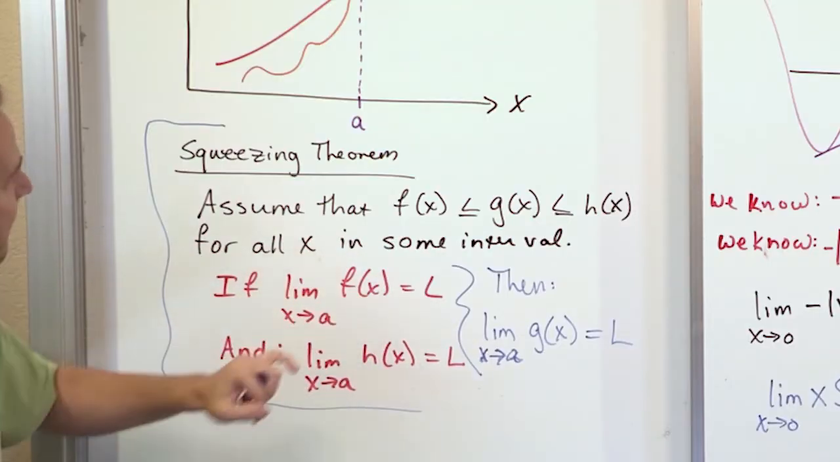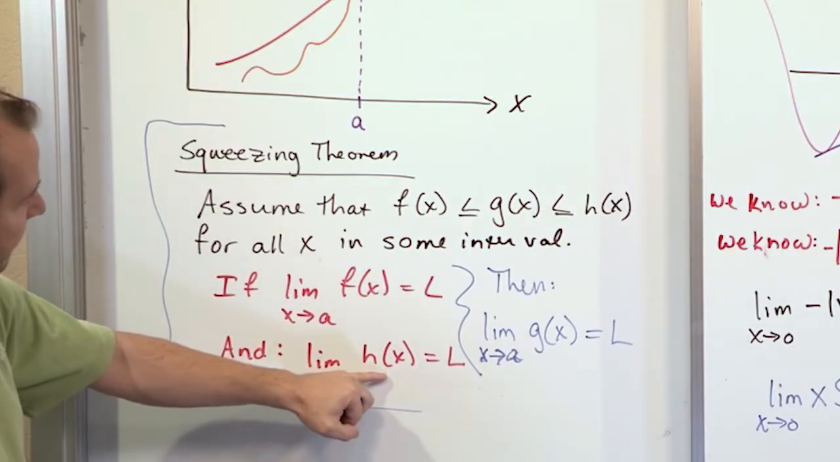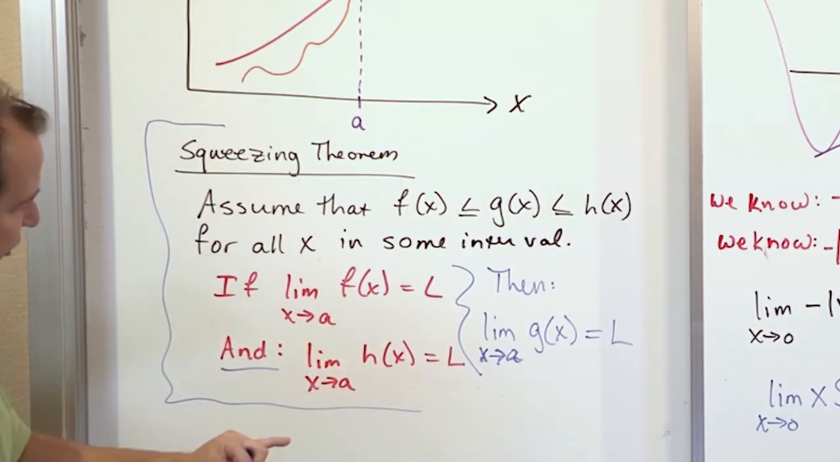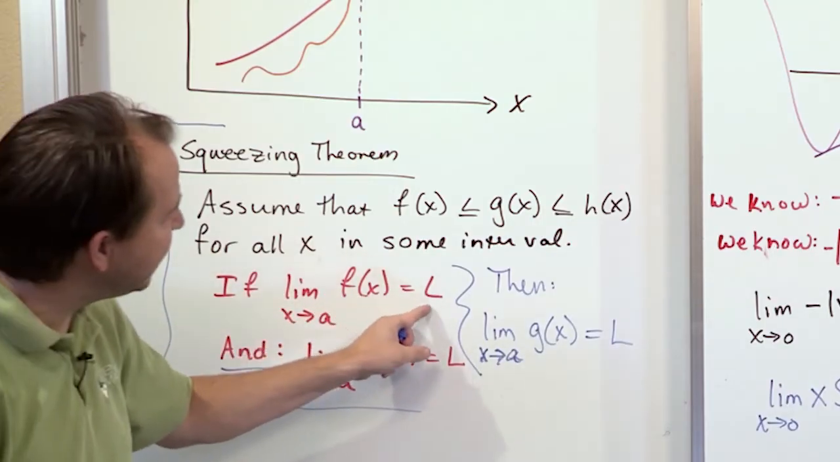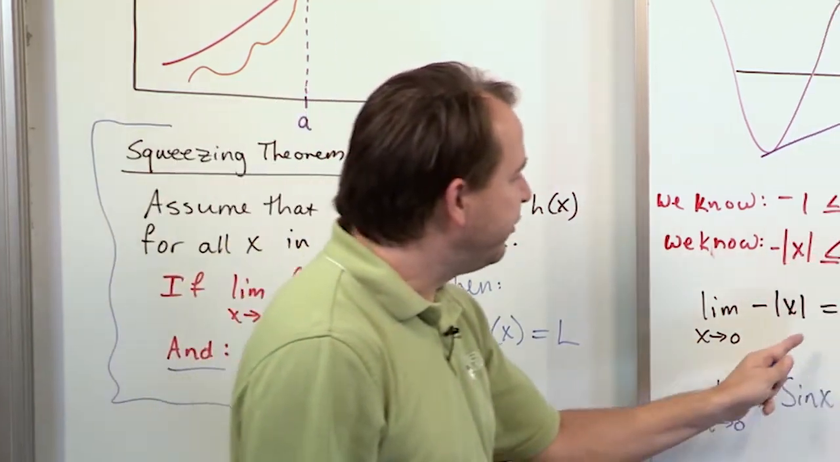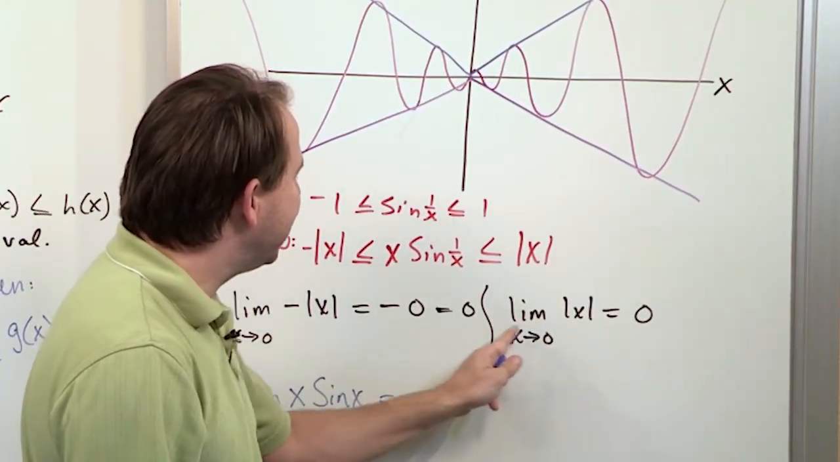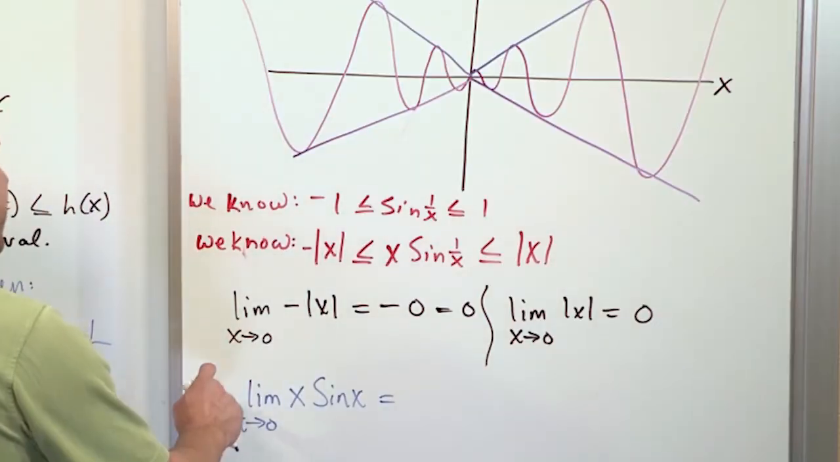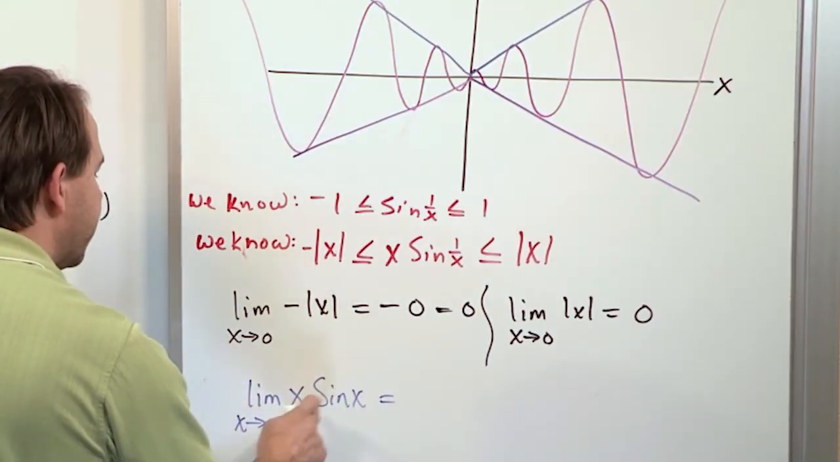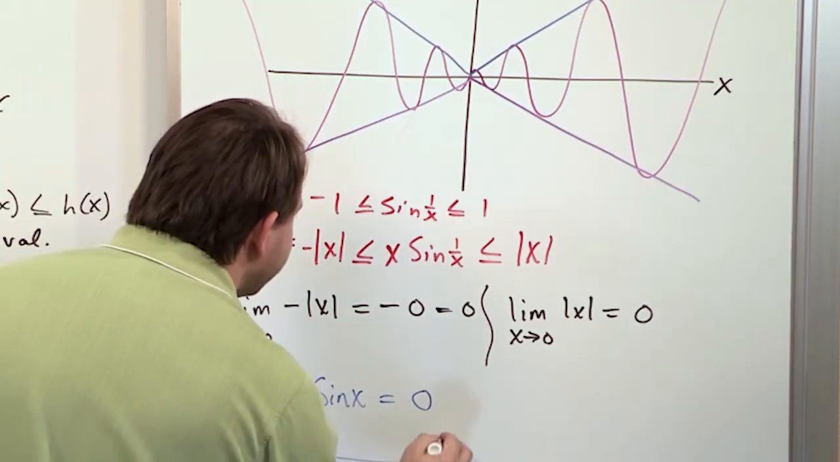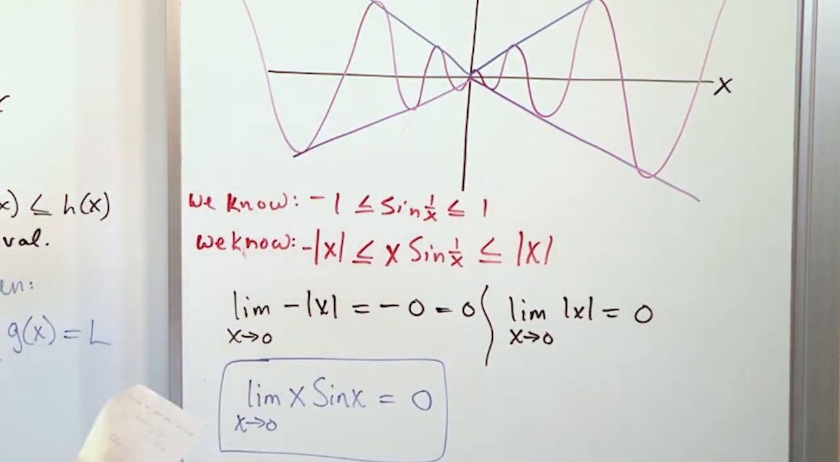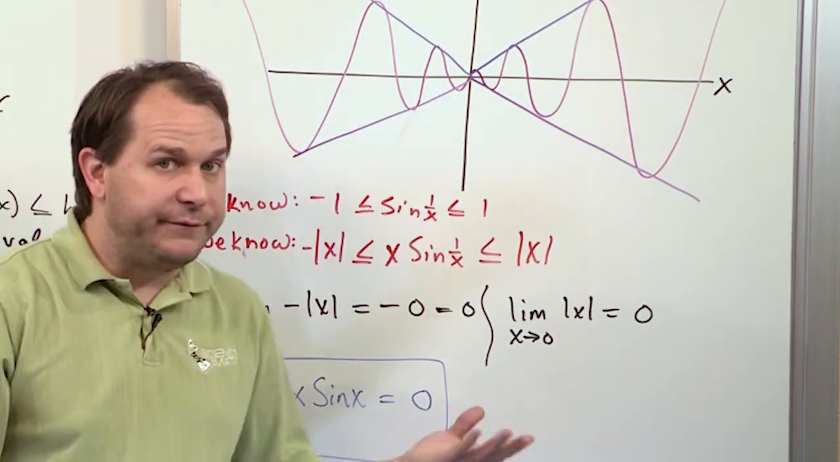If the limit of the top function and the limit of the bottom function at the same point a is the exact same limit L, which is what we got here, we're going to the same place and we get exactly the same value, then the function that sits between them as you approach the same number must also be the same. So it's just a way to prove that the limit of this guy is 0 without actually having to figure that out.